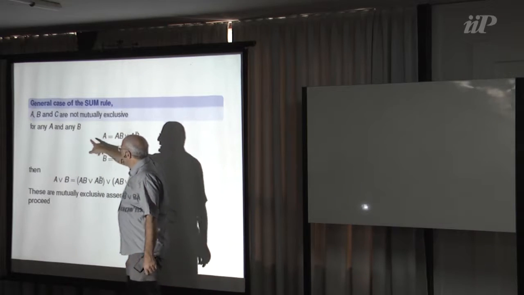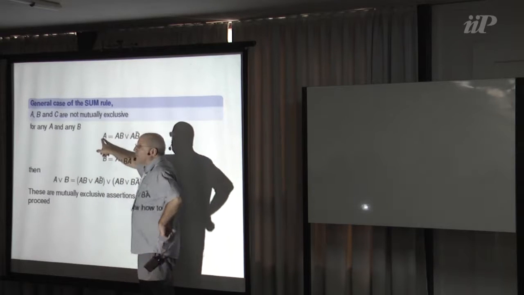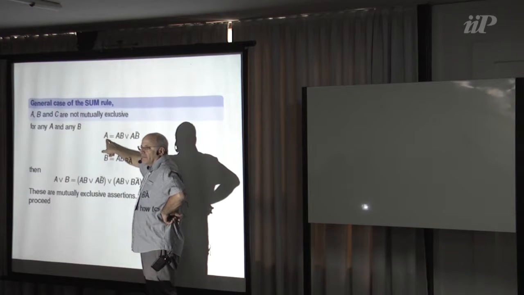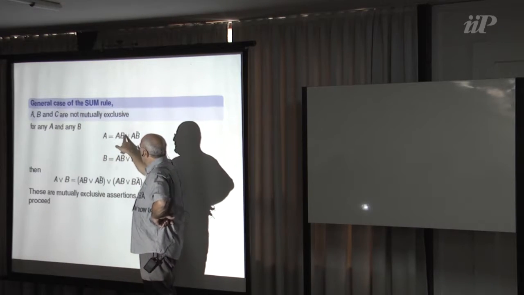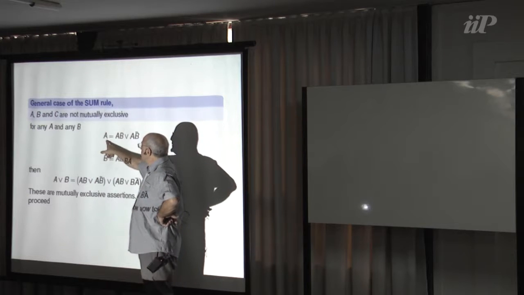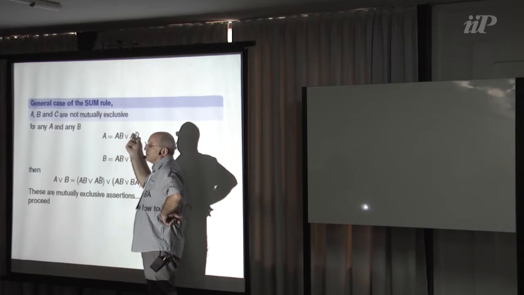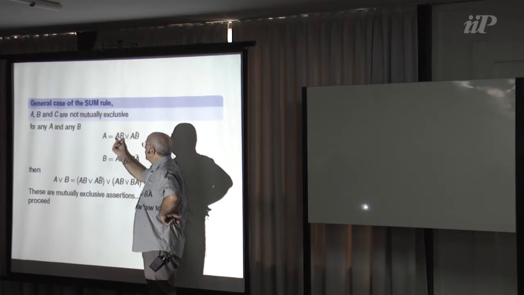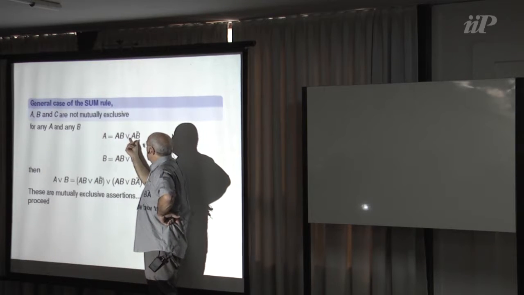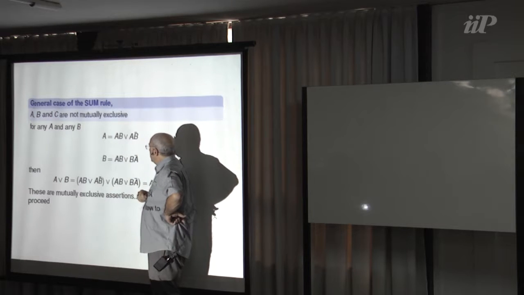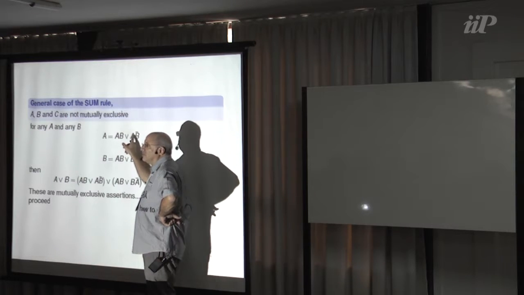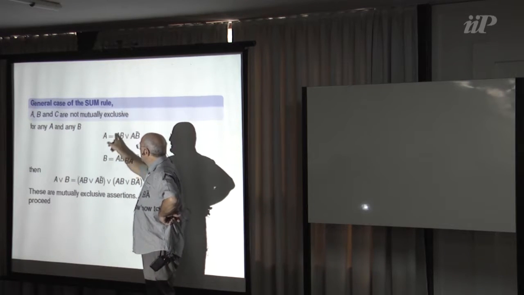So I'm going to look at any A, any B, and I'm going to write, and this is an exercise that you can do, show that this is true. That the content of my belief in A, well, I can look at A and B, or I can look at A and not B. If A is going to be true, either this is true or that's true, because B is either true or not true. So if B is true, A is true only if this is true. And if B is not true, A is true only if this is true. And the same for B. But these things cannot be both true at the same time. So these things are mutually exclusive.